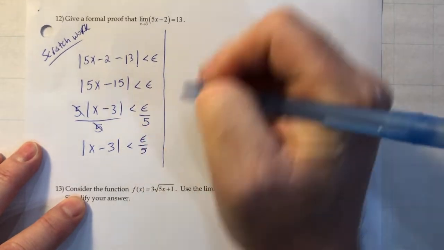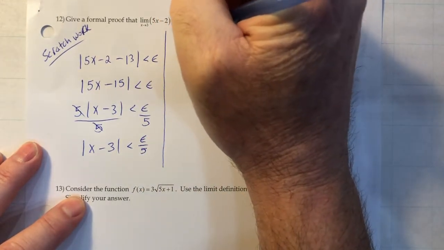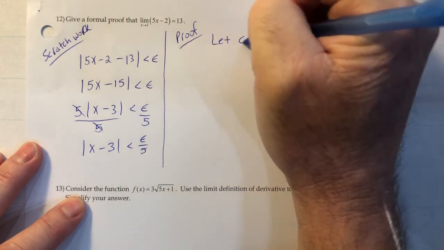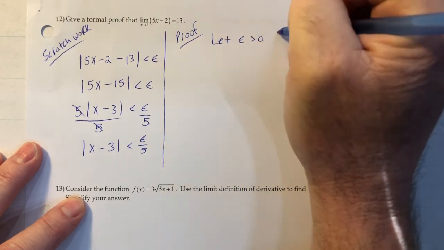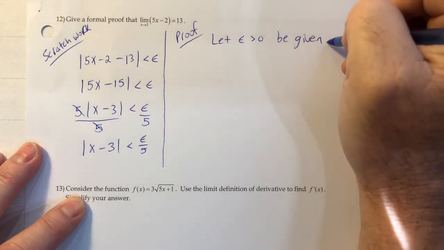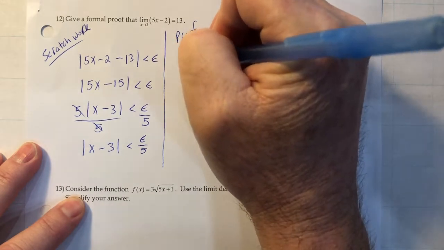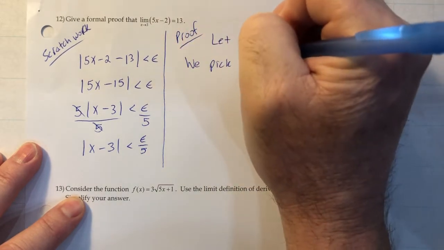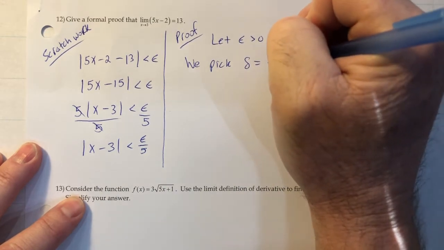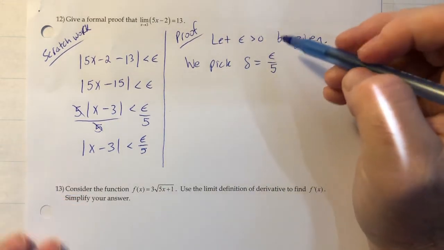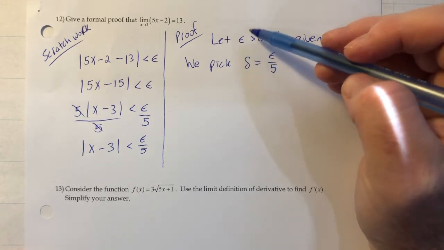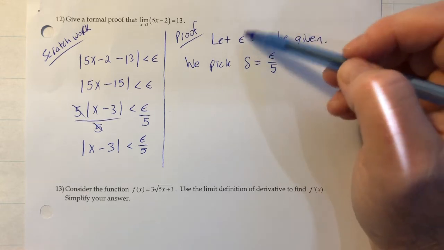So now let's move over to the formal proof now that we've done our scratch work. So let epsilon greater than 0 be given, and then it's our job to choose the delta. So we pick delta equal to epsilon over 5. And then we want to show that if x minus a is less than our delta, that will prove that f of x minus L is less than epsilon.